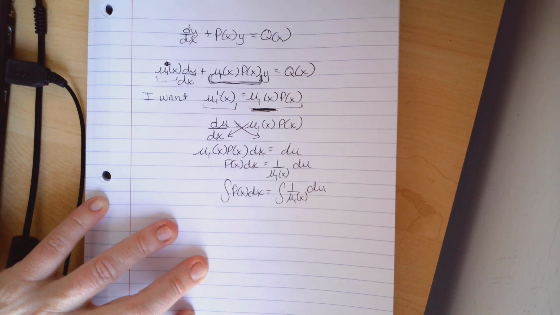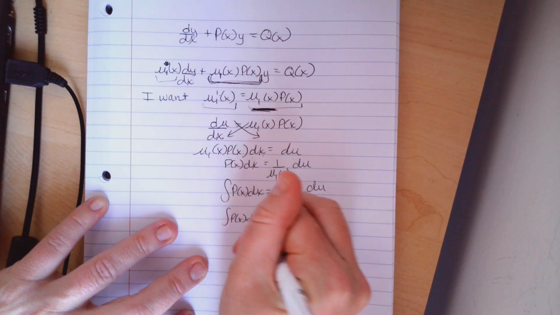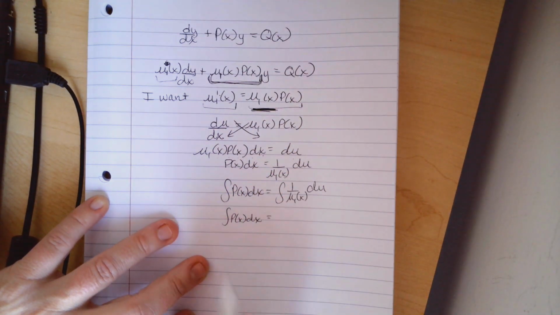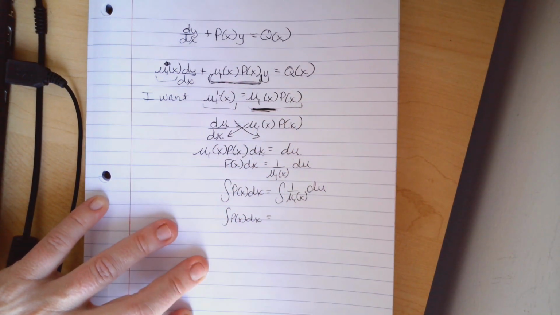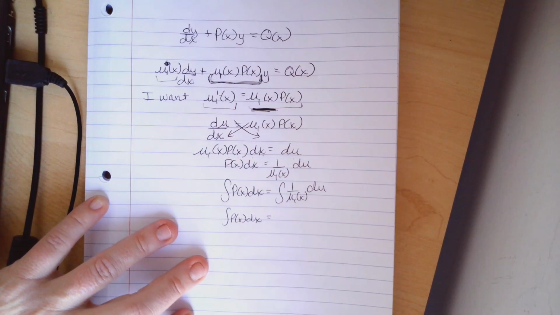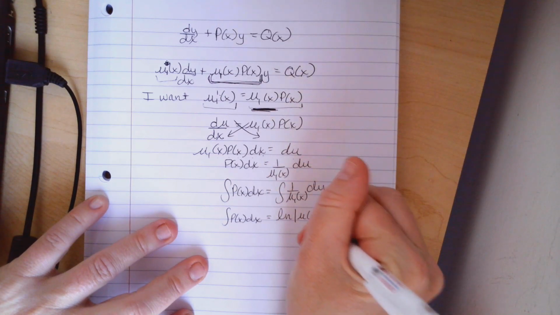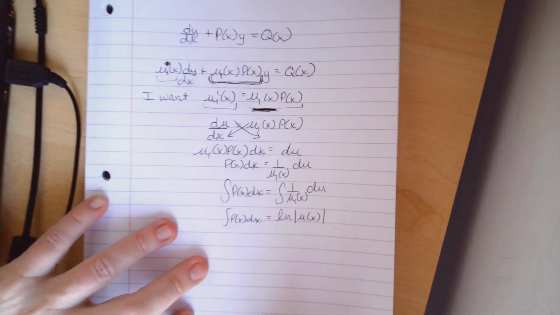On the right-hand side, on the left-hand side, we don't know what this function is, so I can't really break it down any further. I'm just going to leave it like this. What is this going to be over here? That's going to be an ln u of x. Do you feel okay about that?